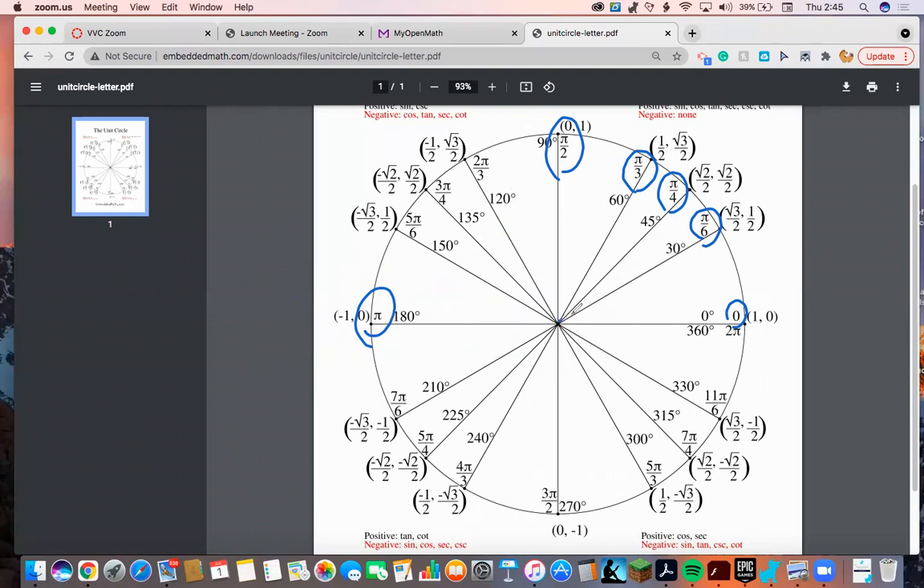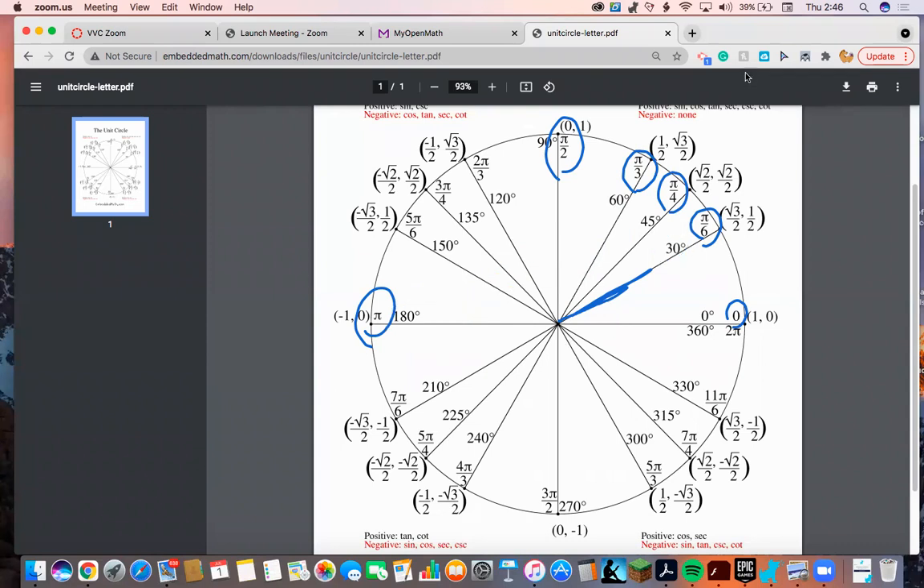So this is at 30 degrees. Since 30 is 1/6 of 180, it would make sense that this is 1/6 of pi as well. And so 60 degrees is a third of 180, because 60 times 3 makes 180. So this is a third of pi in radians, that angle.